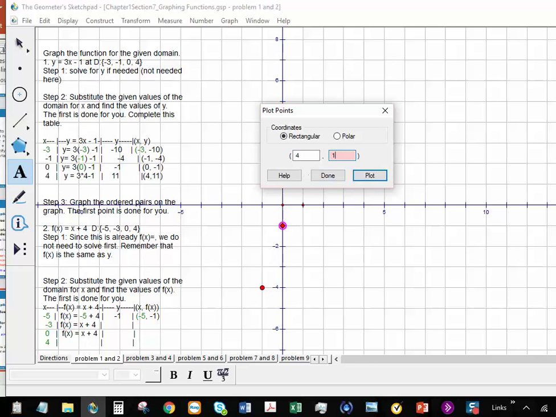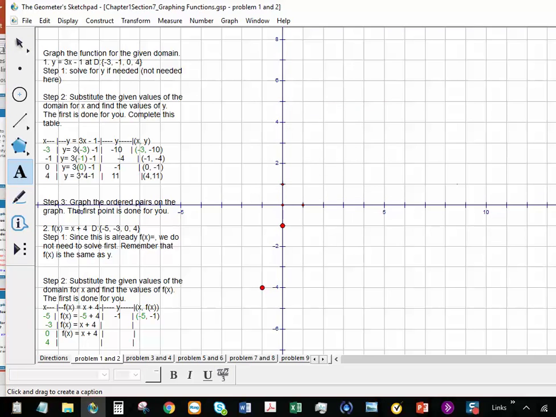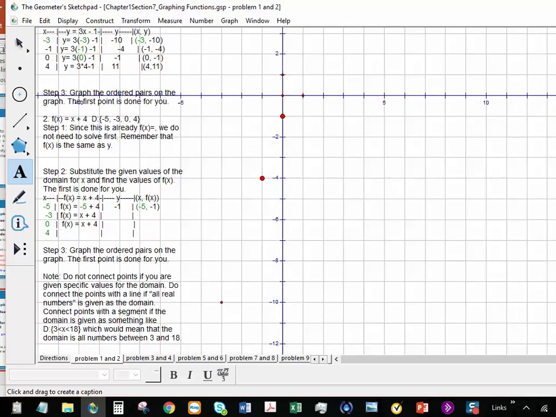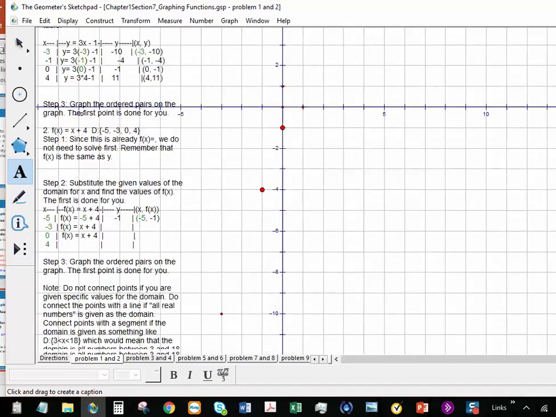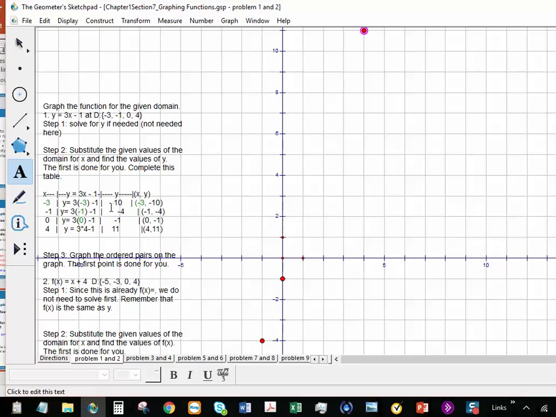Now, I am not going to connect these points. However, they should be in a line because this is a linear function. And they are in a line, but I'm not going to connect them because the domain value is only specific domain values, so I would just want a set of points.